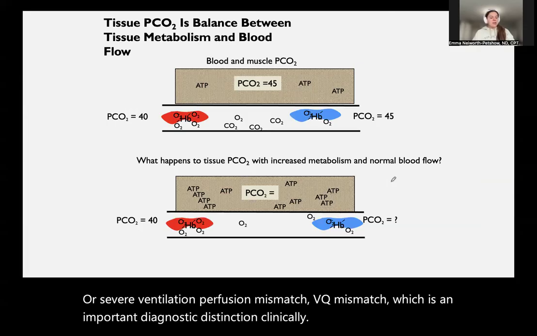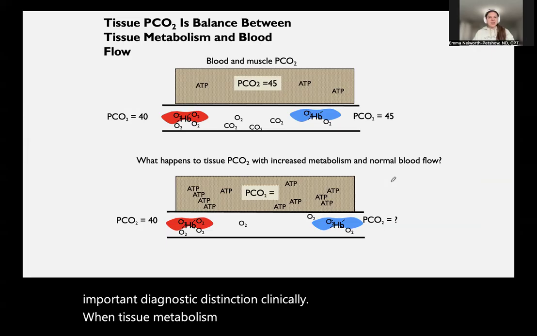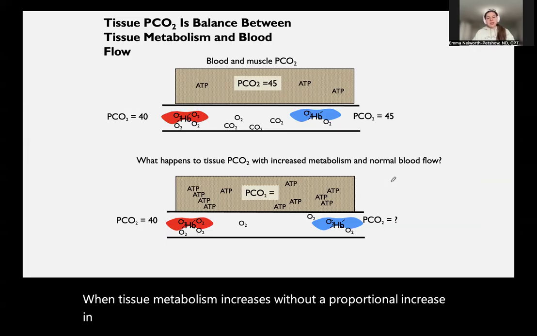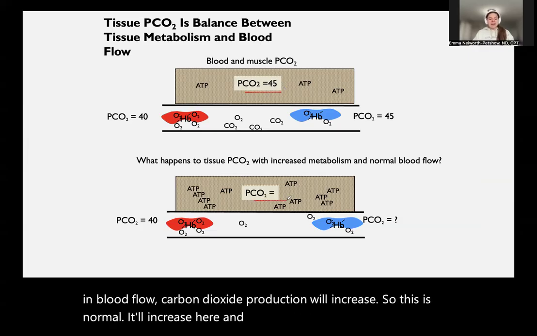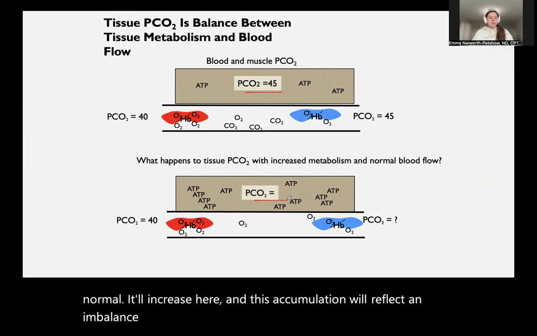When tissue metabolism increases without a proportional increase in blood flow, carbon dioxide production will increase. So this is normal, it'll increase here. And this accumulation will reflect an imbalance between metabolic production and removal based off of circulation.